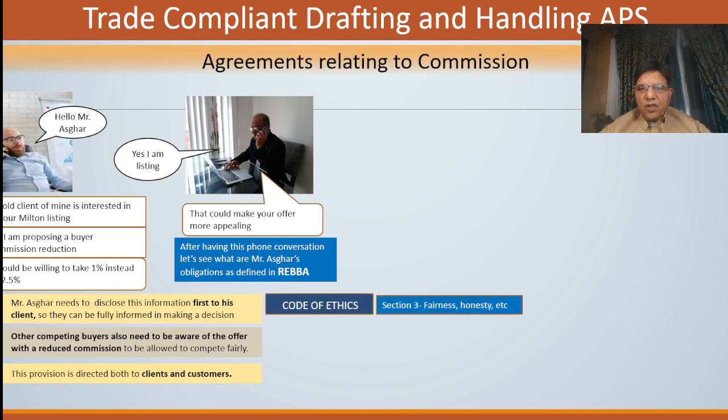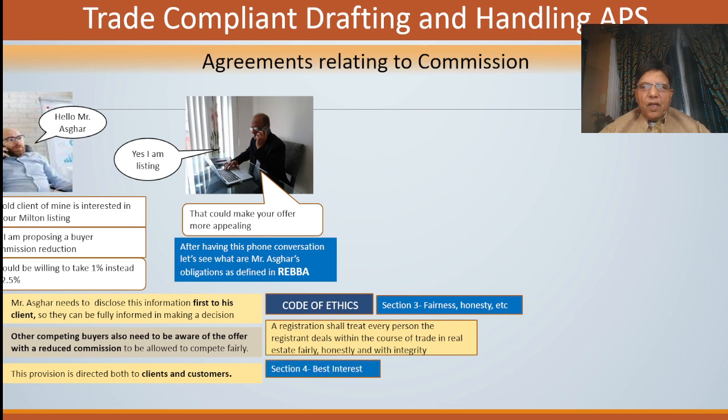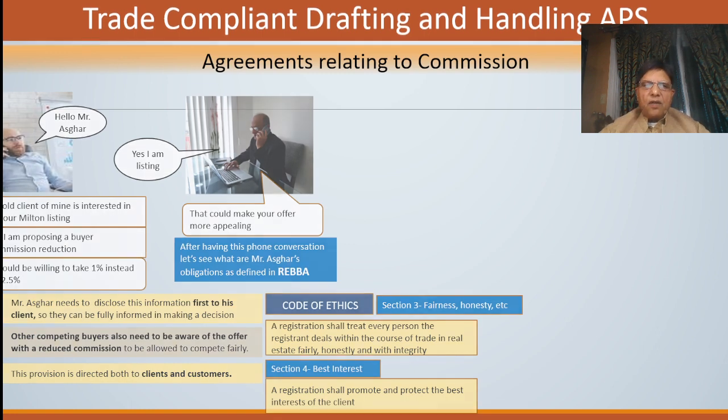Code of Ethics, Section 3, fairness and honesty: a registrant shall treat every person the registrant deals with in the course of trade in real estate fairly, honestly, and with integrity. And Section 4 says best interest: you as a registrant shall promote and protect the best interest of your clients. That should be the first priority you need to look into. You don't have to look into your commission, what is going to happen to my commission and what is going to happen to this transaction. Your first priority will always be the interest of your client.